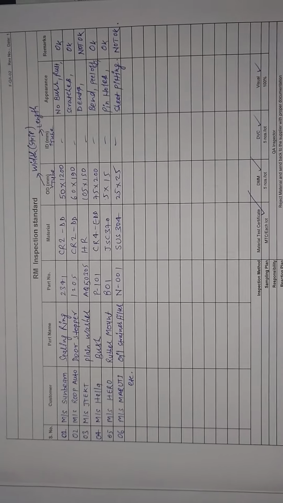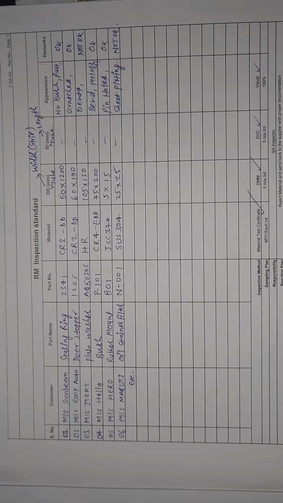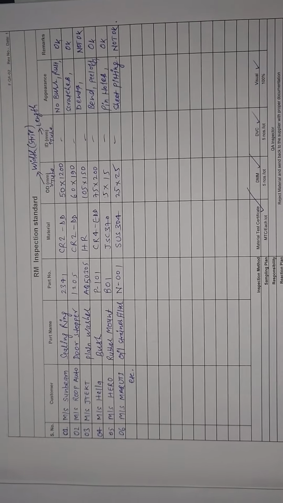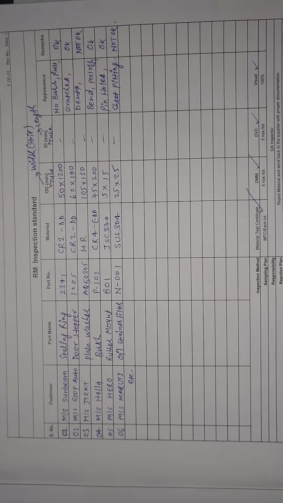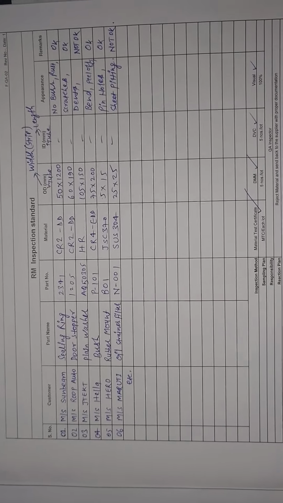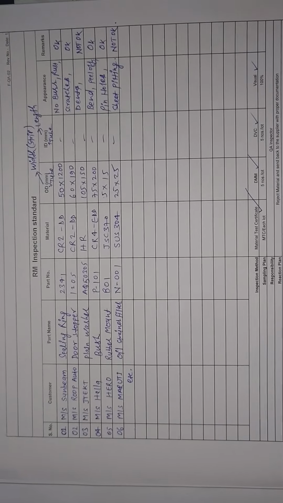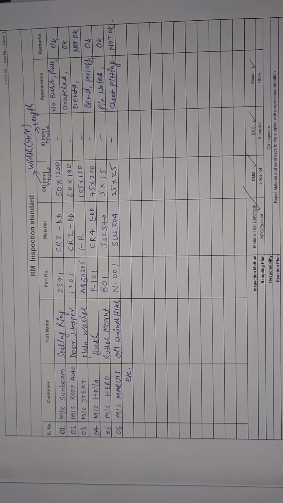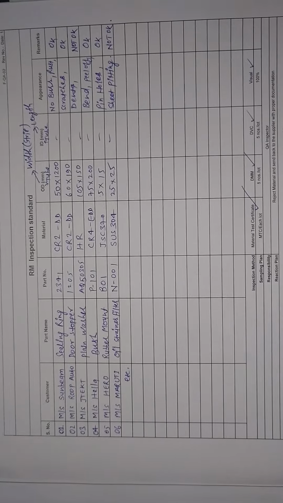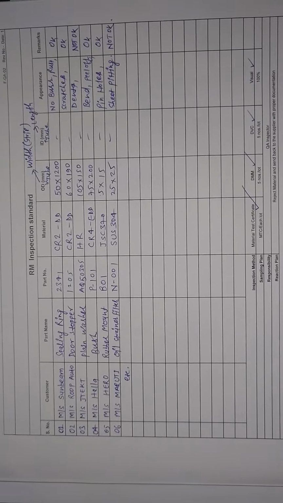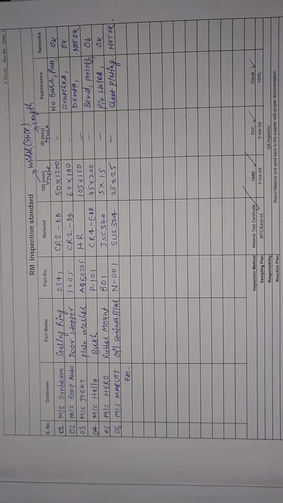Friends, let's continue from the last video. We tried to understand the list of documents we use in the quality assurance department in automobile industries in India, and the basic use of those documents to control the quality from the beginning to the production of final goods, final quality products.